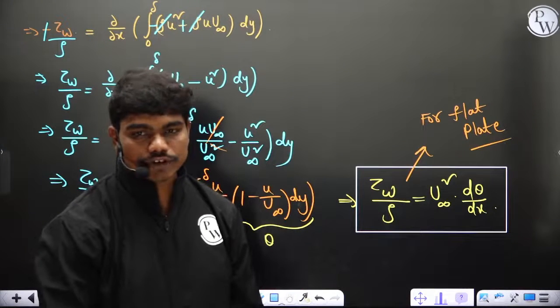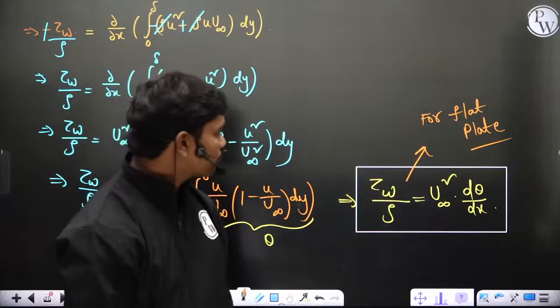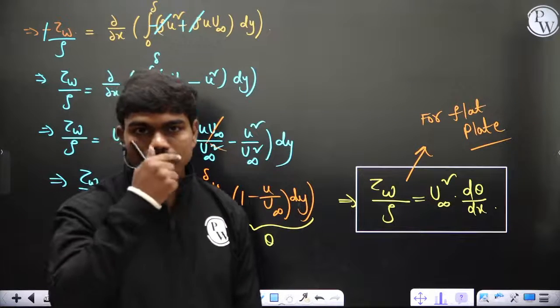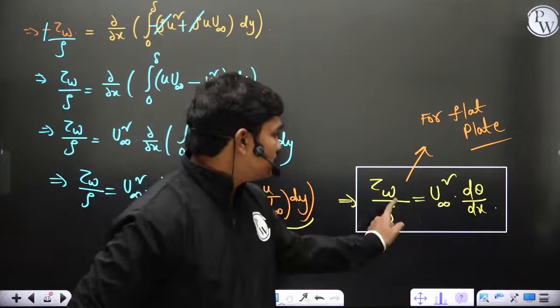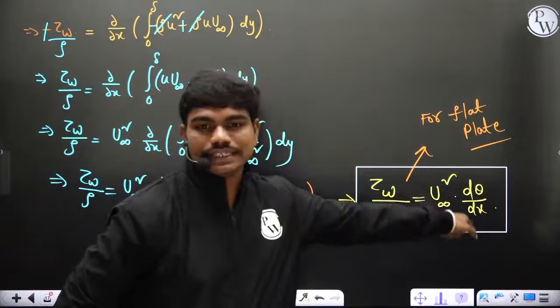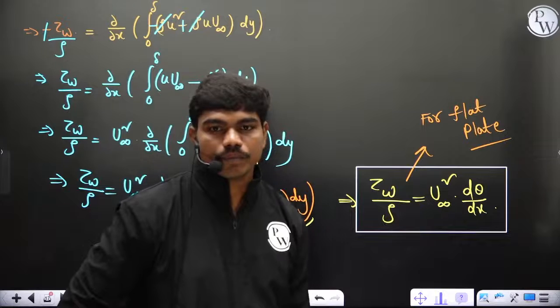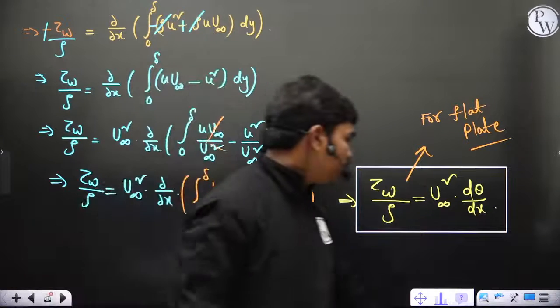Is that clear to all of you? Did you understand this? Are you all understanding boundary layers? What's happening here? Wall shear stress at any point is a function of density, u infinity square, d theta by dx. I'll just tell you one important point here.